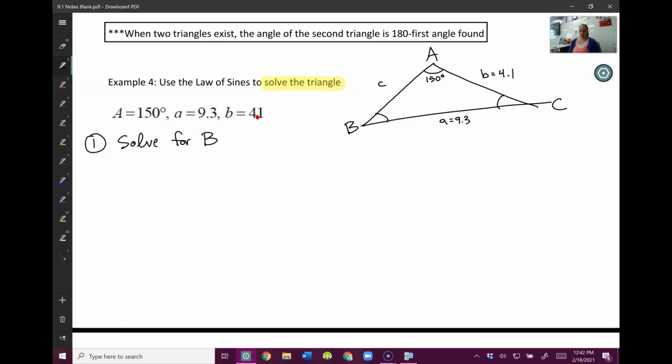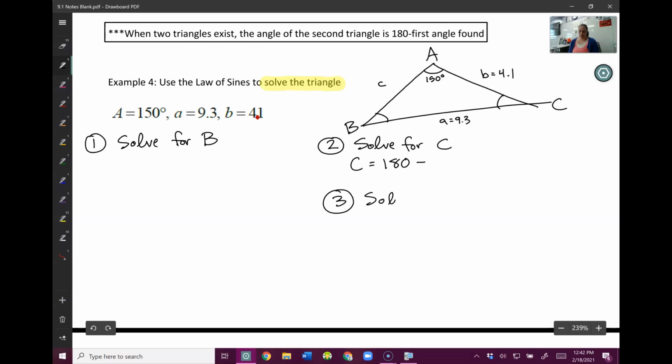And then once you know capital B, which is an angle, then step 2, you can solve for capital C using our 180 rule minus these two angles. And then finally, step 3, we can solve for little c.